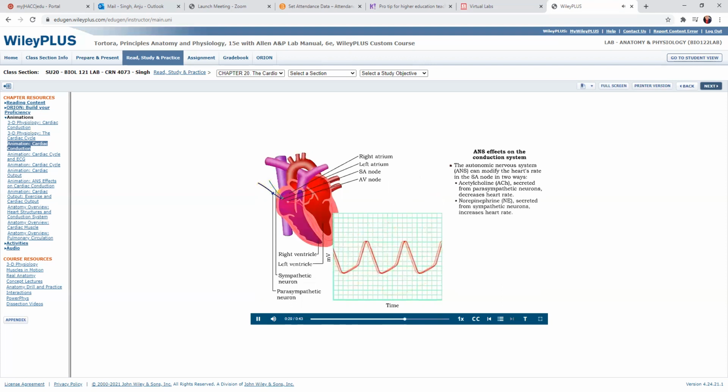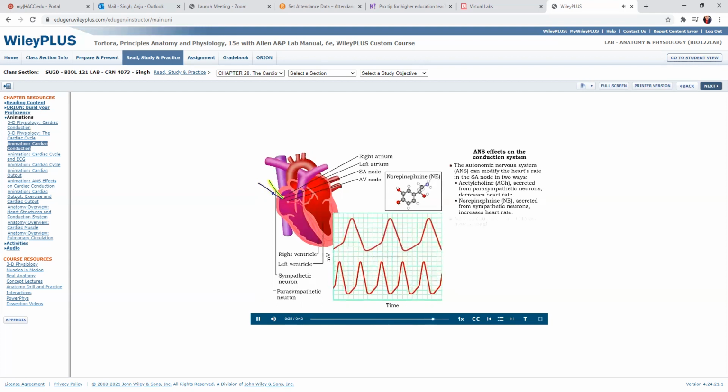Conversely, norepinephrine increases heart rate. This hormone, secreted from sympathetic neurons, is produced more during exercise, stress, and excitement.